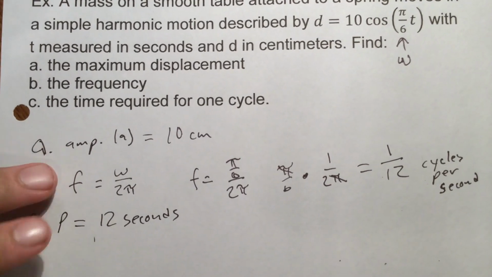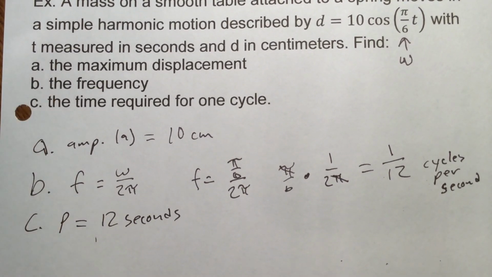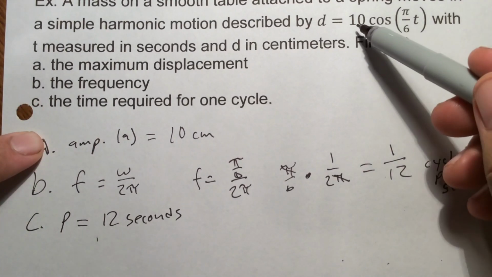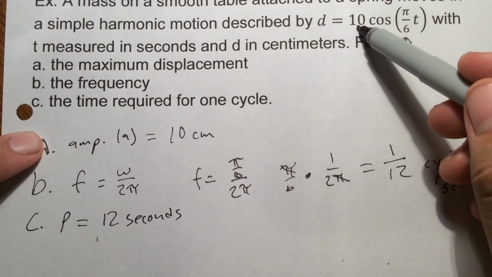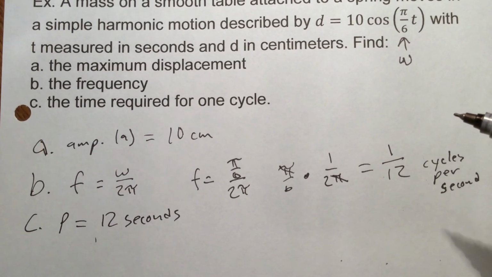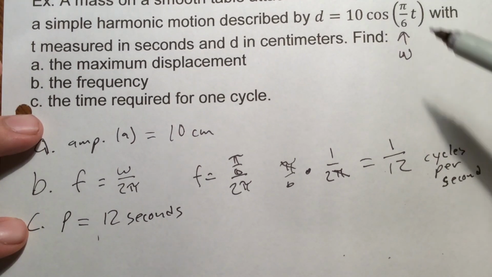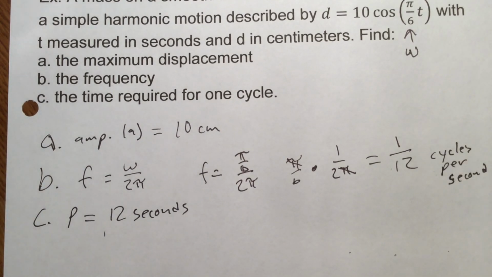So these two go really well together. All you really got to do is find the one and then flip it over to get the other one. Makes that really nice. Amplitude, again, you're just looking at what's in front of the trig function, whatever this number is. That's your A, your amplitude, your maximum displacement. So really, two of these are just look and write down. You're really just calculating the one. So that is it.